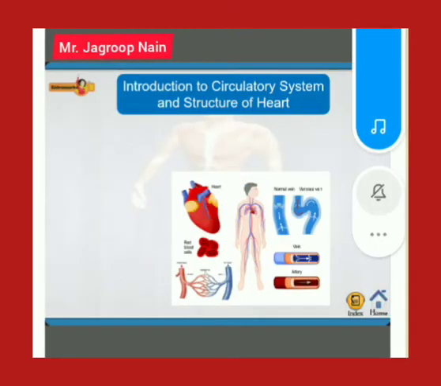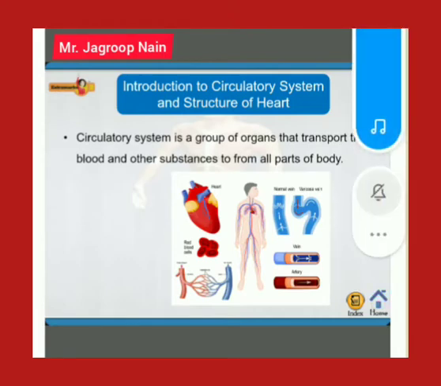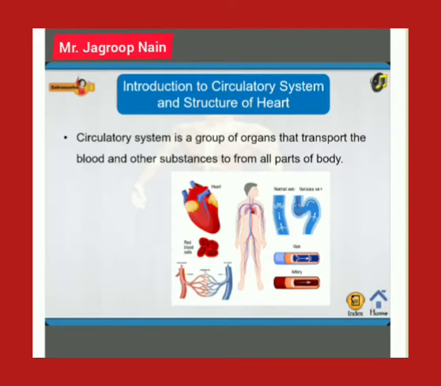Circulatory system and structure of heart. Circulatory system is a group of organs that transport the blood and other substances to and from all parts of the body. It includes heart, arteries, veins, capillaries. For a better understanding, this system can be studied under the different heads in the next slides.